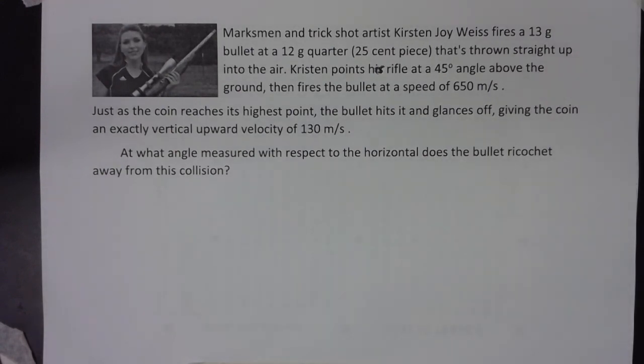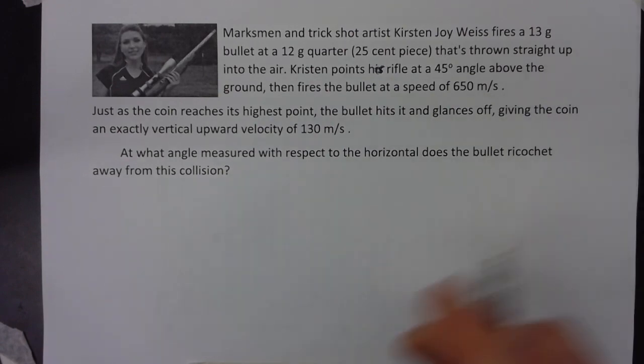Just as that coin hits the highest point, the bullet hits it and glances off, giving the coin an exactly vertical upward velocity of 130 meters per second. At what angle, measured with respect to the horizontal, does the bullet ricochet away from the collision?